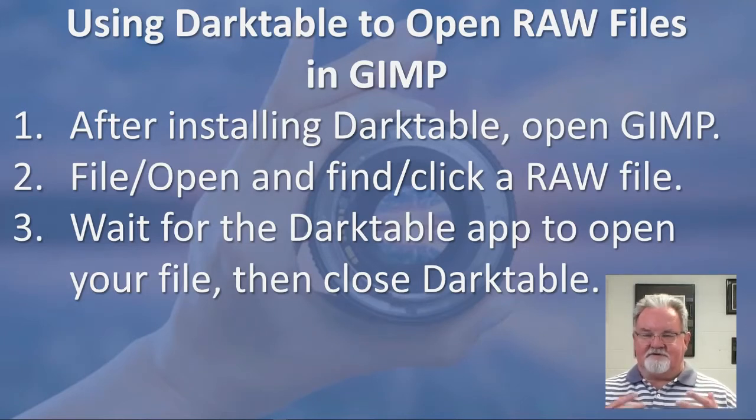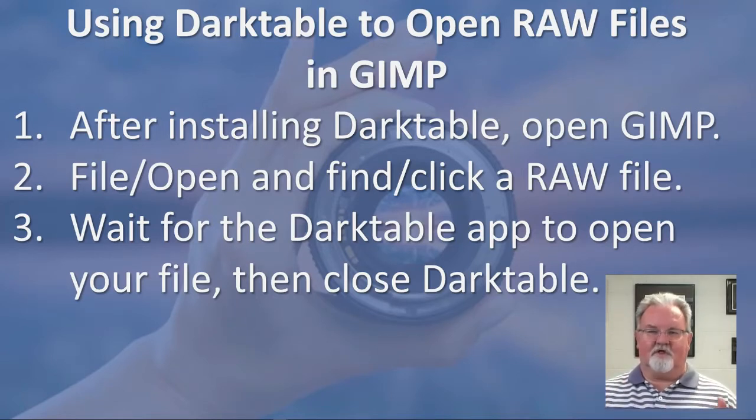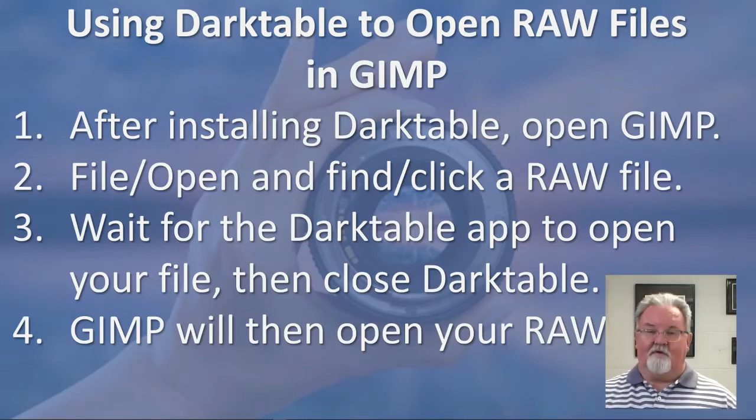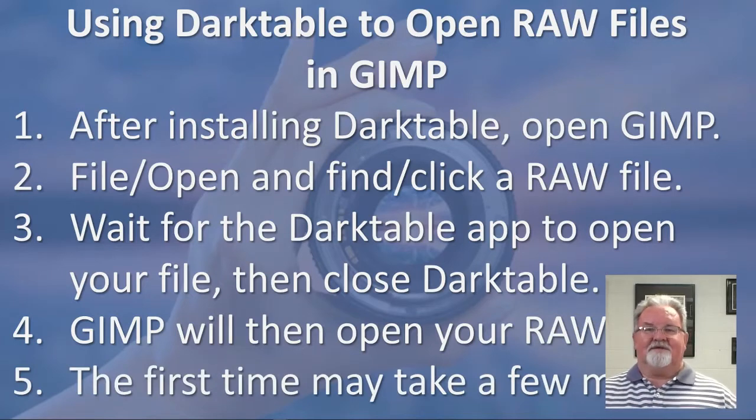And as soon as that happens, there's all kinds of settings you can mess with there in Darktable, but for our purposes, just close it. Just close the program once it does that. And once you close Darktable, because remember, GIMP is open in the background, GIMP will then open your raw file. That's just how it works. Now, the first time you do this, this may take a few minutes. There's a lot of variables here depending on the size of your raw file.